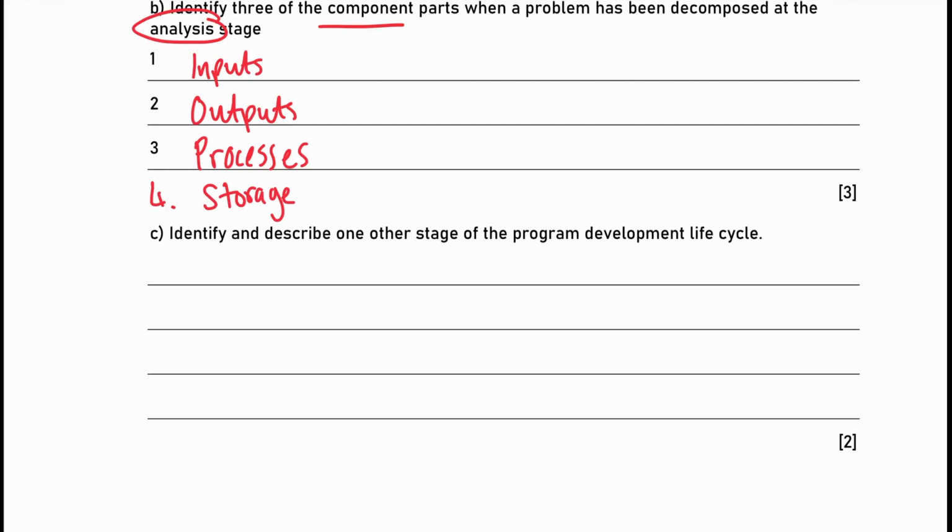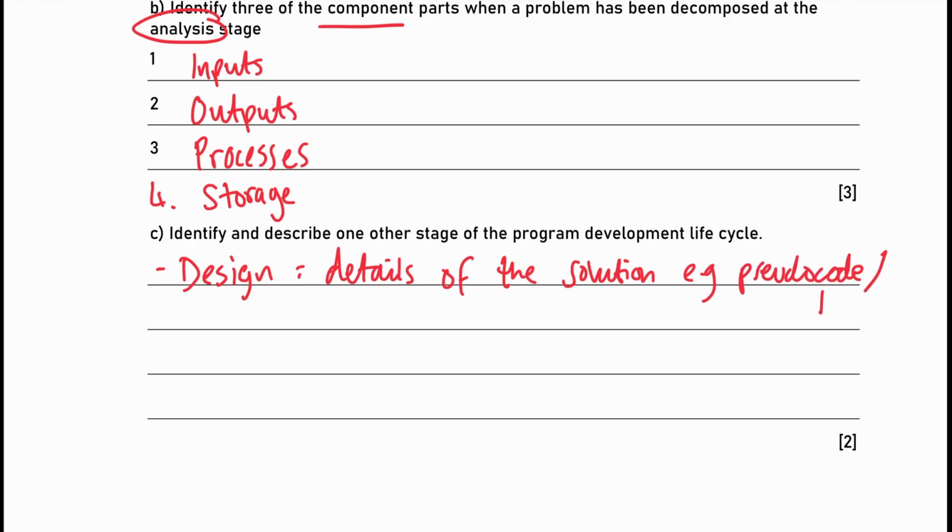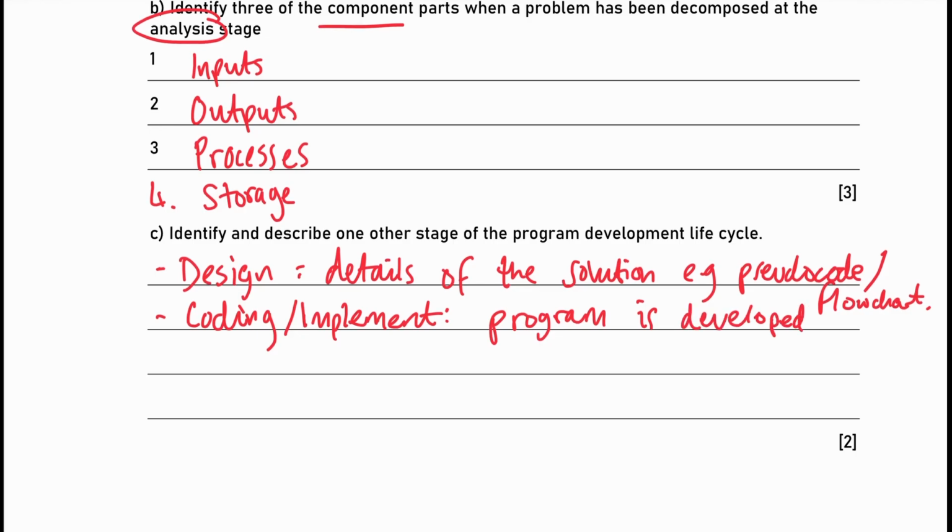But these are the key components that we're looking for when we decompose a problem in the analysis stage of the lifecycle. Identify and describe one other stage of the program development lifecycle. We've already spoken about the analysis stage, which leaves 3 more. All we have to do is pick one and describe it. I will show you all 3. So the second stage is the design stage, which includes the details of the solution, e.g. pseudocode or flowchart. The third stage is to code the design or implement it. So coding/implement, and this is where we actually make the solution. You would simply say the program is developed, and you could talk about a specific programming language if you wanted to. But in this case, just simply stating that the program is developed at this point is completely fine.